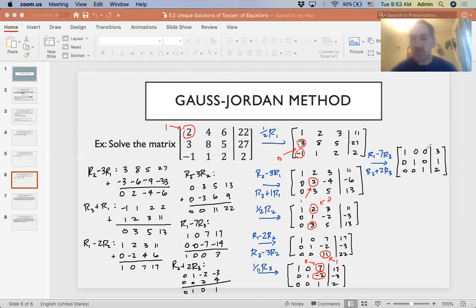All right, and so now column 3 is done. We have this in reduced row form. And when we have a unique solution, you should see this diagonal of ones, everything else 0. So that way we can say that 1x plus 0y plus 0z is equal to 3. 1y equals 1, and z equals 2.